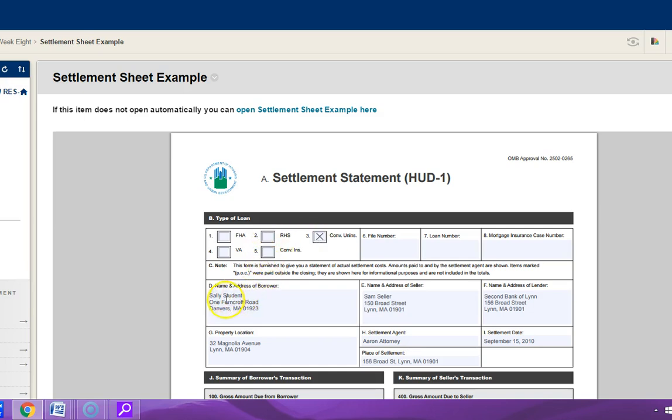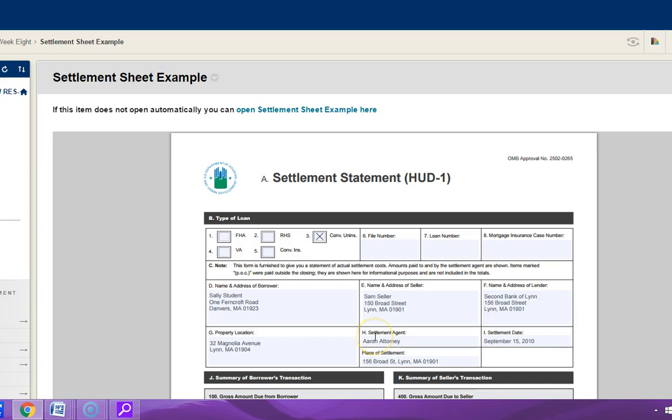And then you list the name and address of the borrower slash buyer. So for purpose of your outside project, that's going to be you. The name and address of the seller is going to be the Browns, and the name and address of your lender, which is going to be your made up lender from your mortgage and your note. And the property address is the 32 Magnolia.